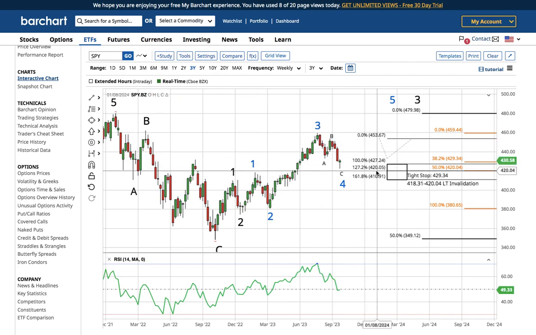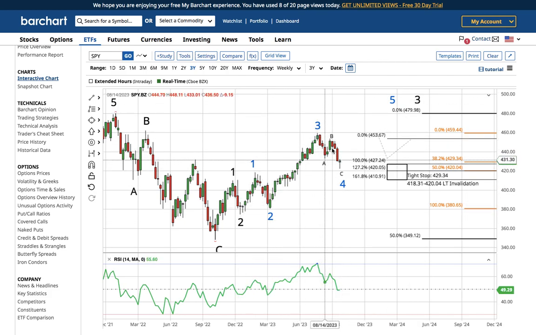So wave 4, the 50% to 38.2% retracement is where I'm going to look for SPY, something as volatile as SPY, to end. The 418.31 is that wave 1 high. I like to use that as a wave 4 invalidation. So that's focusing on the impulse.